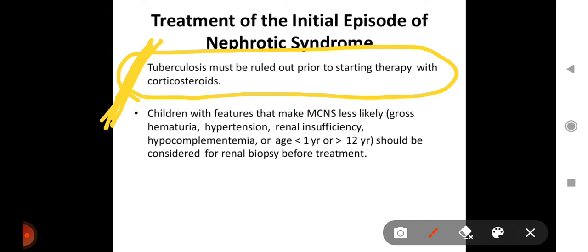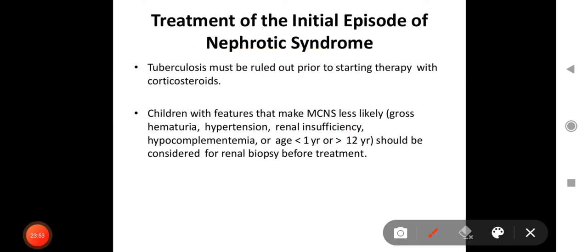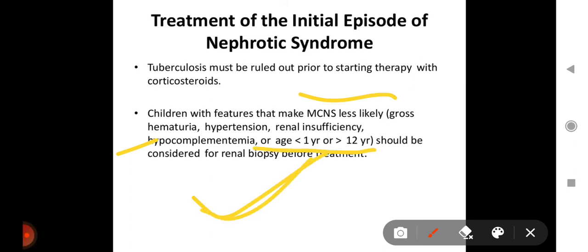You will ask for history, contact history, or any feature suggesting current pulmonary TB or any lymphadenopathy. You have to order some investigations like ESR, Mantoux test, or chest X-ray, which may suggest whether the patient is having TB or not. At least you can exclude tuberculosis from these investigations. Now, children with features that suggest nephrotic syndrome where minimal change disease is less likely. What are those features? Gross hematuria, hypertension, renal insufficiency, hypocomplementemia, or age less than 1 year or more than 12 years. So these should be considered for renal biopsy before treatment.